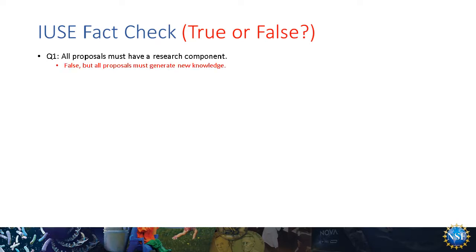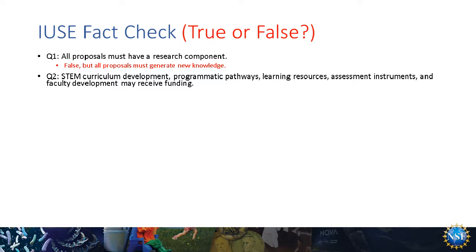The answer to this is false. However, all proposals must generate new knowledge, and so we've just talked about the expectations for knowledge generation over the past couple of slides. Second fact, STEM curriculum development, programmatic pathways, learning resources, assessment instruments, and faculty development may receive funding. What do you all think?